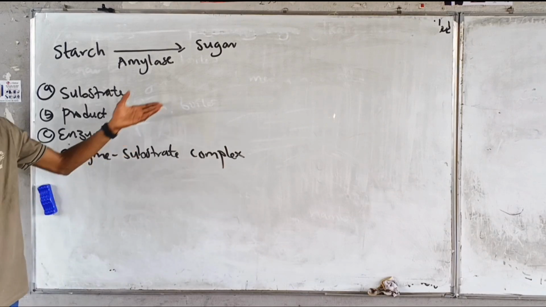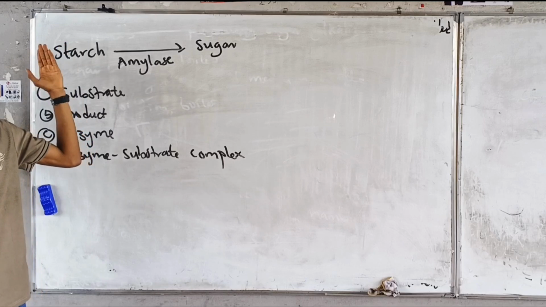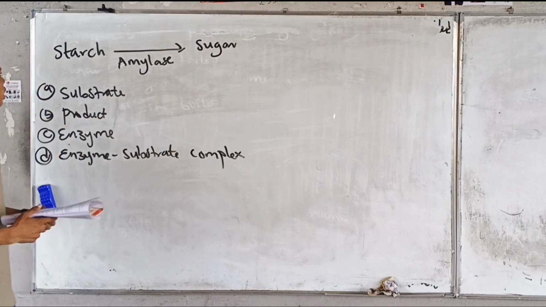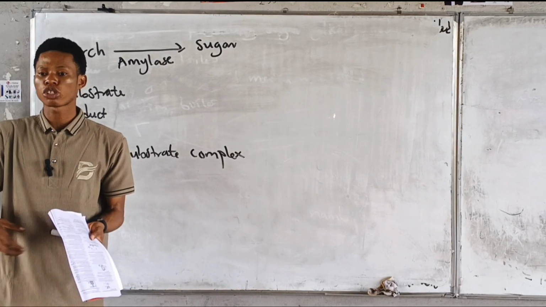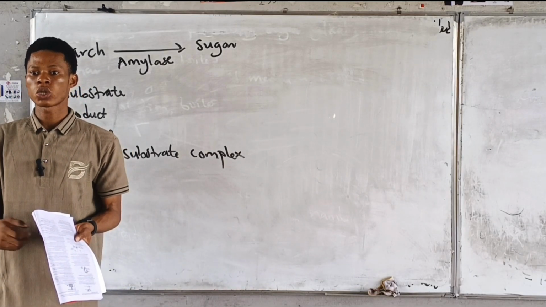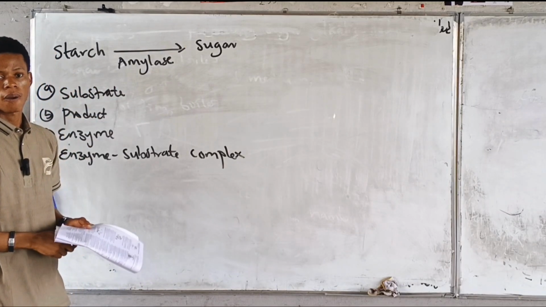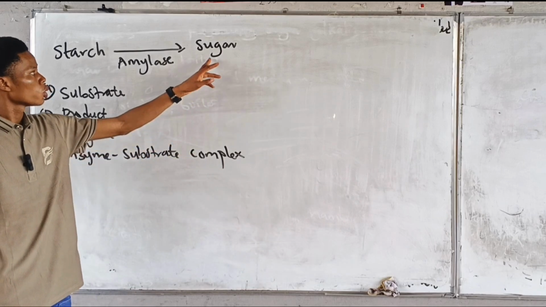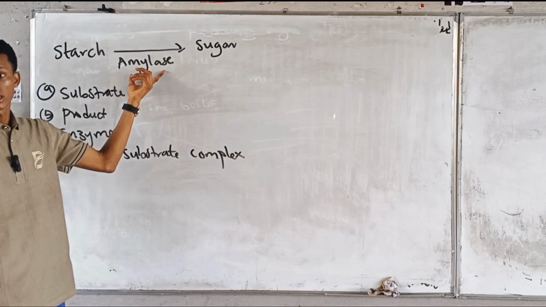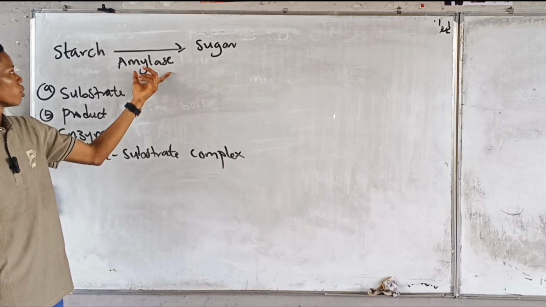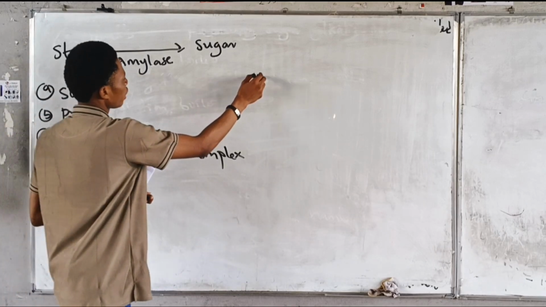Now, if you look at this, anytime you're writing a reaction, the one on your left hand side is your reactant, right? And this is your product, is it not? Now, this starch here is a substrate. The substance undergoing reaction, the reactant, is always a what? Substrate. And what is formed from the substrate is always a what? The product. So sugar here is a product of the reaction. What of amylase? The enzyme, right? Is the enzyme.